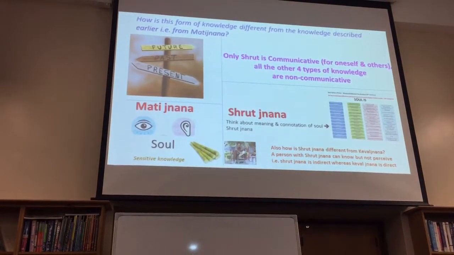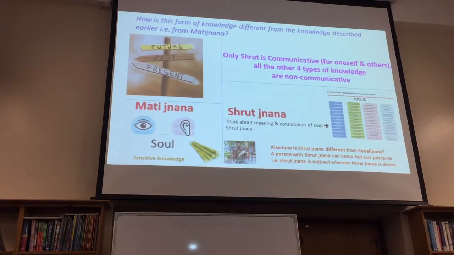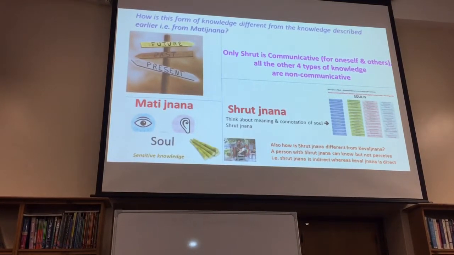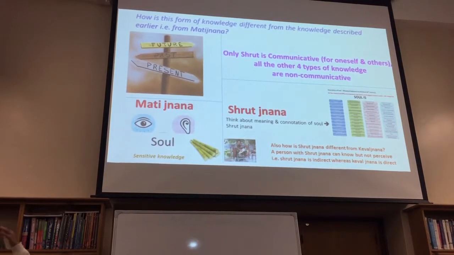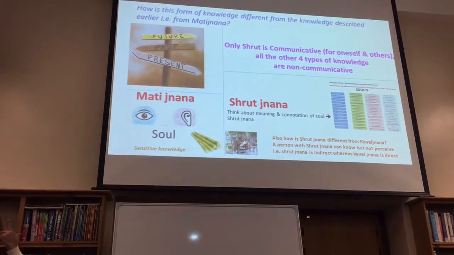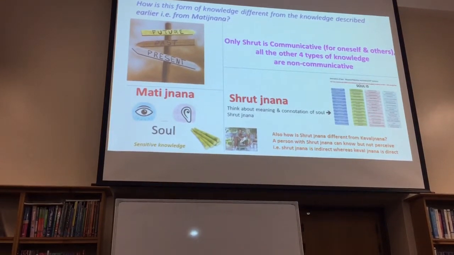So Matignan and Shrutjnana. Now, the first thing is Matignan, which is the mind and the senses, can only comprehend the present. So someone can argue that I actually do have memory. I can remember things from the past. Oh, I have imagination. That's a function of the mind. Memory and imagination are a function of the mind.